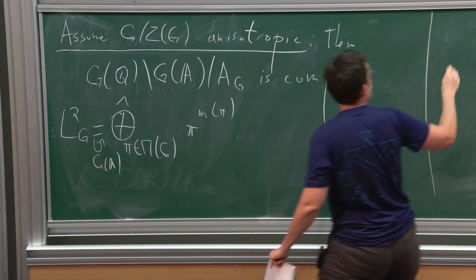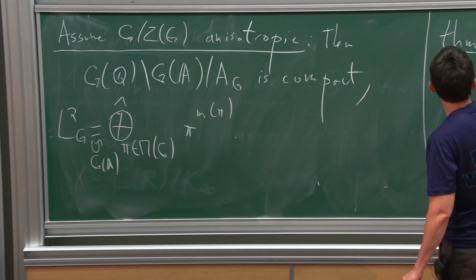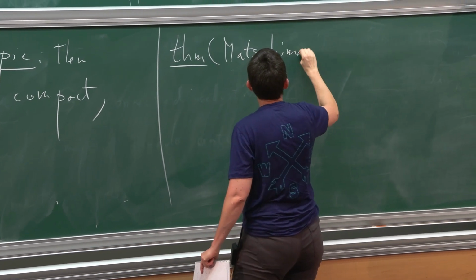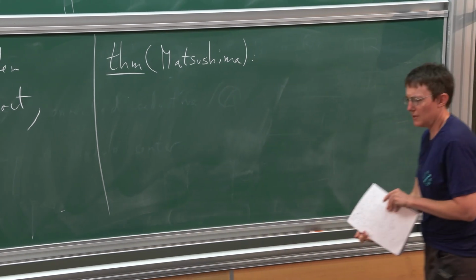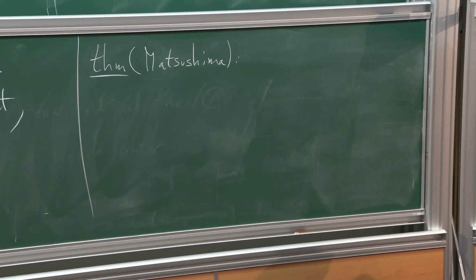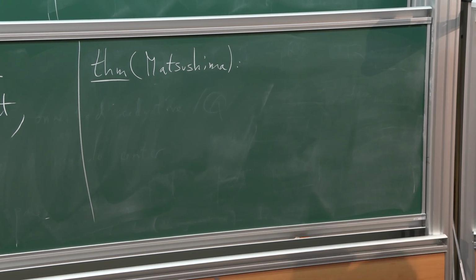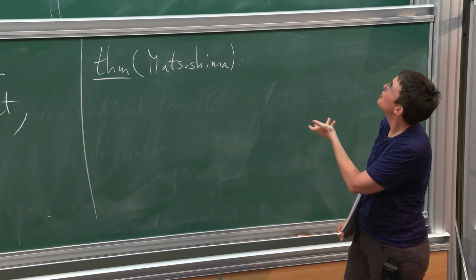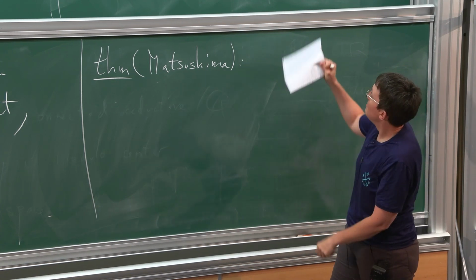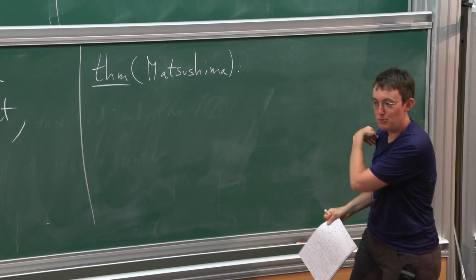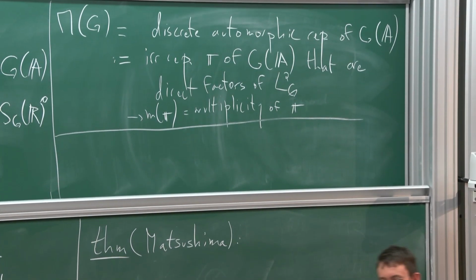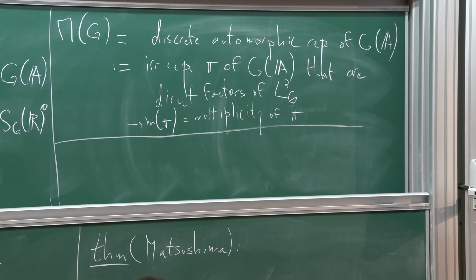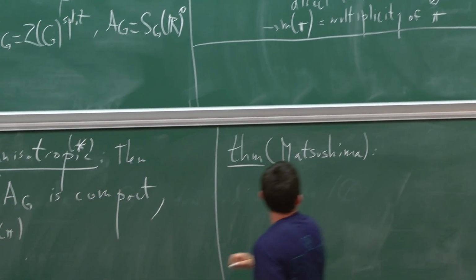Okay, and then Matsushima. So I tried to track down the first appearance of this. The earliest one I found is in a paper of Arthur, where he just refers to the formula, the non-adelic formula, and says that this follows trivially. So okay, let's say this follows trivially from Matsushima's work. So under the same hypothesis.